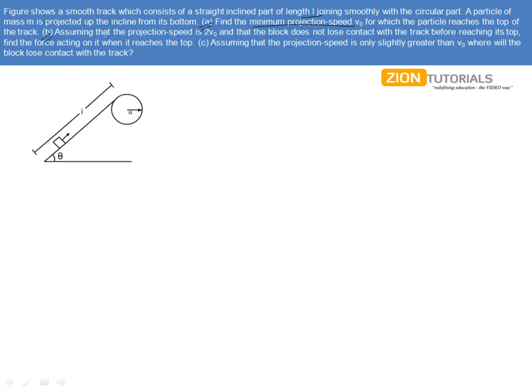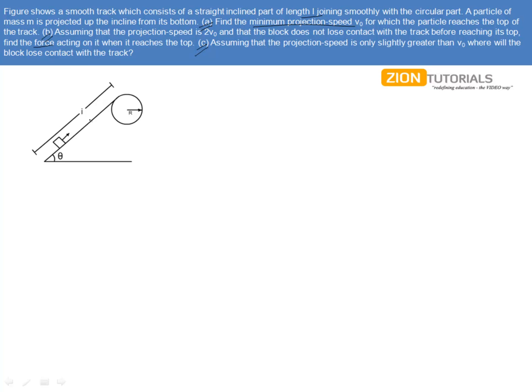B. Assuming that the projection speed is twice of v0 and that the block does not lose contact with the track before reaching its top, find the force acting on it when it reaches the top. And the last part being, assuming that the projection speed is only slightly greater than v0, where will the block lose the contact with the track?